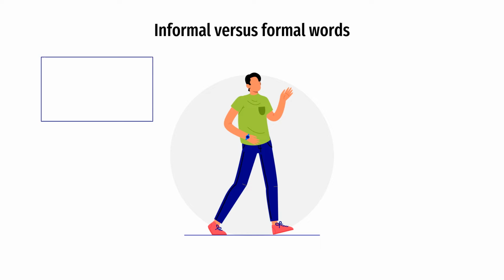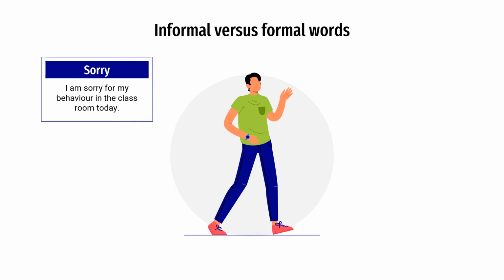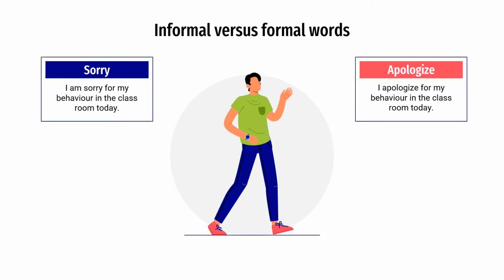The first word in this slide is sorry. Sorry is also used informally. When you use sorry, you are informally saying to somebody that you are really sorry for something. But when you use formal words, you need to say apologize. So instead of sorry, you can use the word apologize to give a formal outlook to your letter, and to make it more effective.